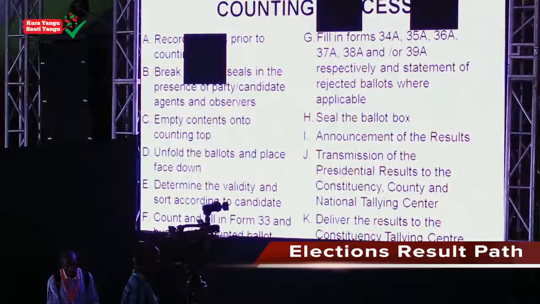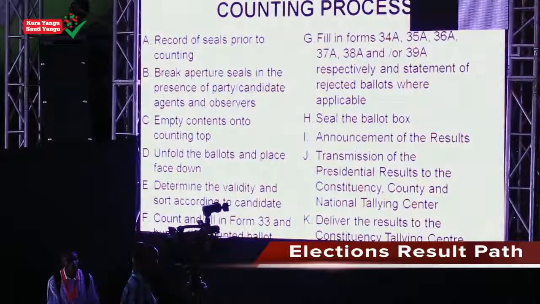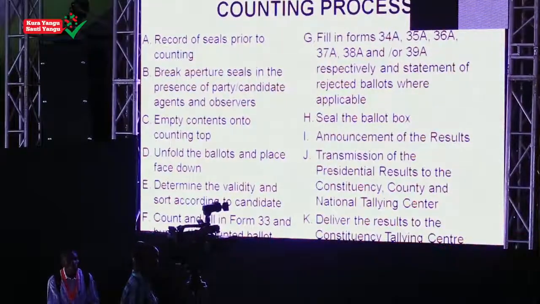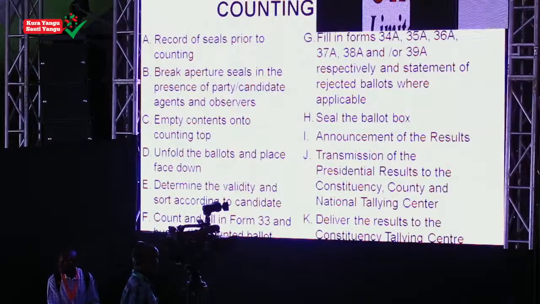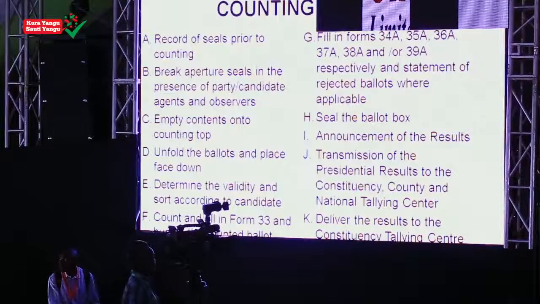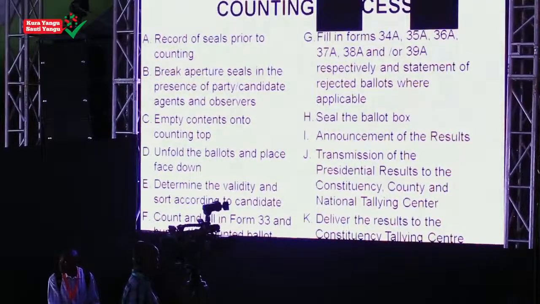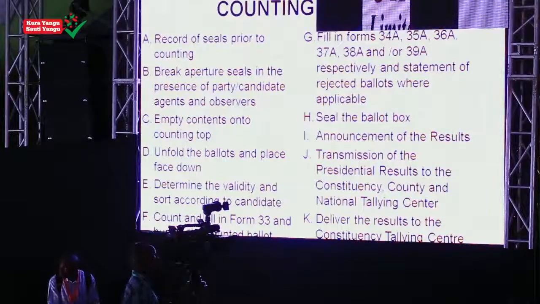What does the counting process involve? The counting process involves, 1, we expect the presiding officer to break the seals. After they break the aperture, we expect them to be in the presence of party agent. We expect them to empty the content of the ballot box. Those of you who have an opportunity, you can interact with the counting process, which will be happening shortly at our booth. They unfold the ballot. They determine the validity of and sort out the candidate.